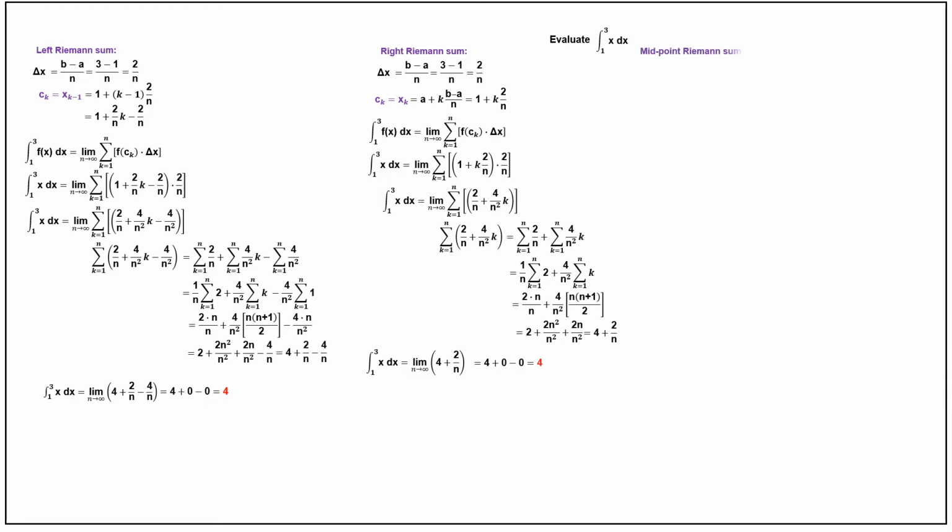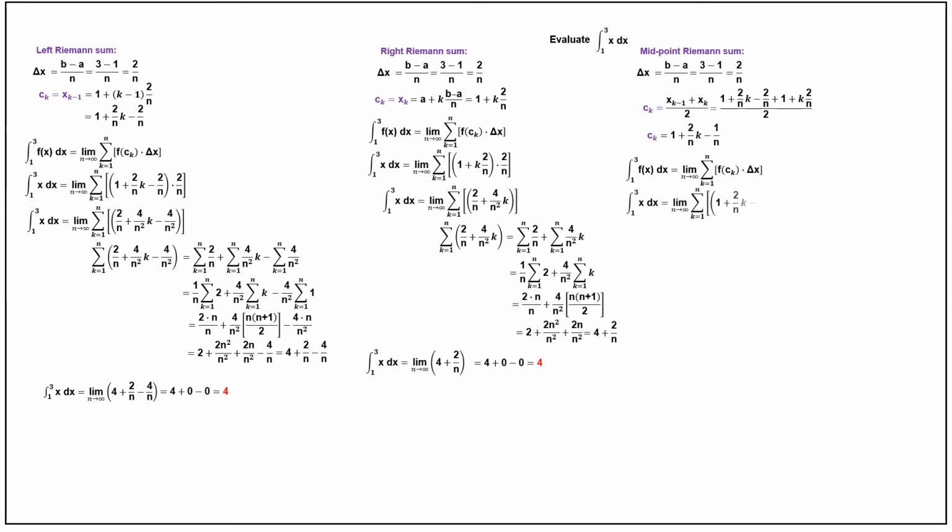Now let's evaluate this integral by definition using the midpoint Riemann sum. The calculations are similar to what we have just done, but will still be done in detail. We start by finding the value of delta x, and then we take c sub k as the midpoint. We write the definition of definite integral as the limit of the Riemann sum. We replace c sub k with the expression above and delta x with 2 over n. Now we proceed in a similar way as we did before.